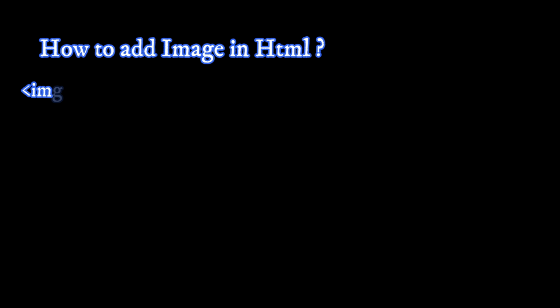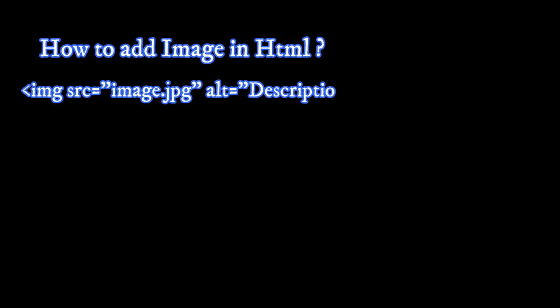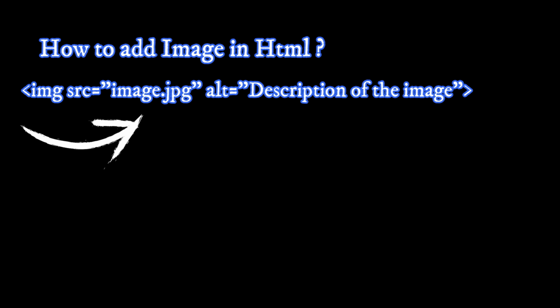How to add an image in HTML? To add an image to an HTML page, you can use the img tag. Here's an example of how to add an image to a web page. Add an image from a file on your computer. In this example, replace image.jpg with the name and extension of the image file you want to use.